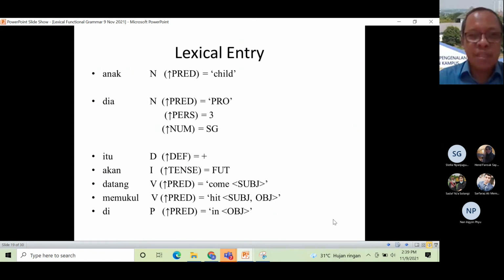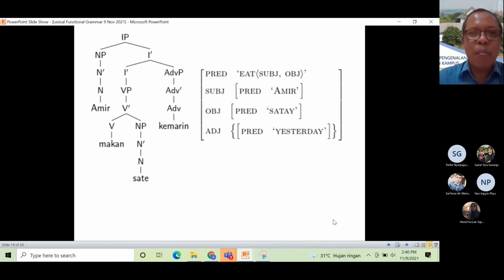For itu, or that, this is a determiner, and the definiteness is plus definite, and so on. For the word akan, or will, this is inflection, and it shows the tense, which is future, for example. For the word datang, come, we have the predicate, and it needs only one argument, which is the subject. For the verb memukul, or hit, this is a verb with the predicate meaning hit. It needs two arguments, subject and object. This is what we call a lexical entry.